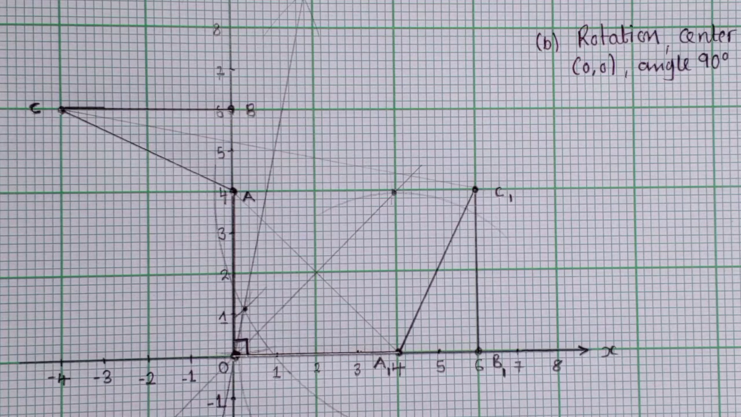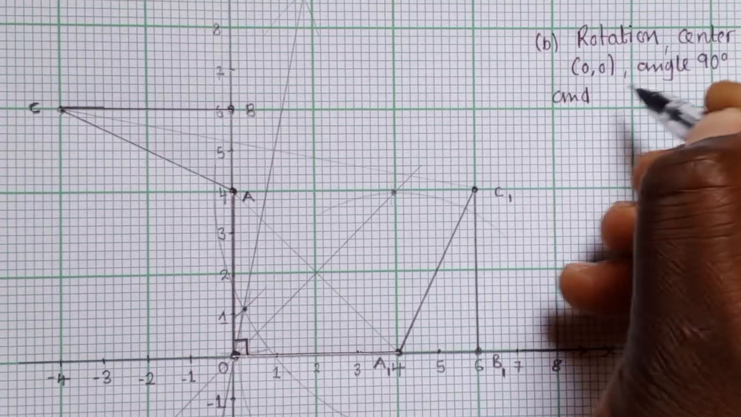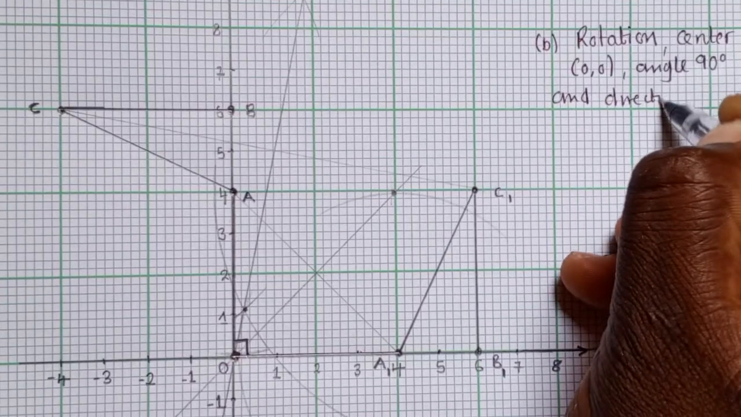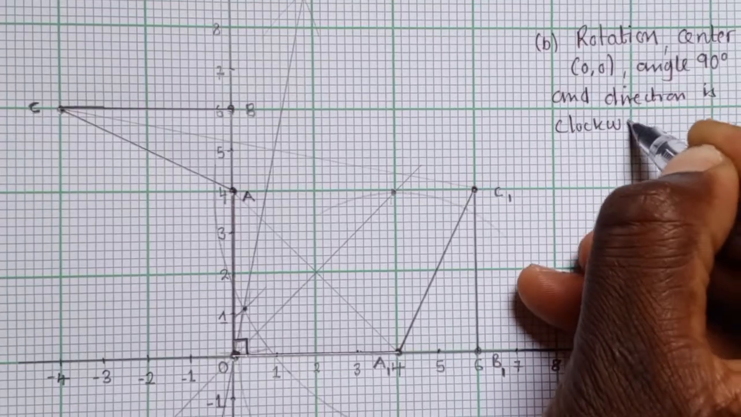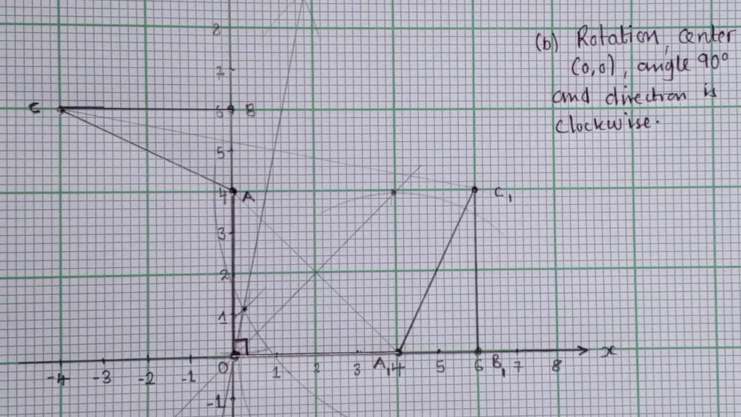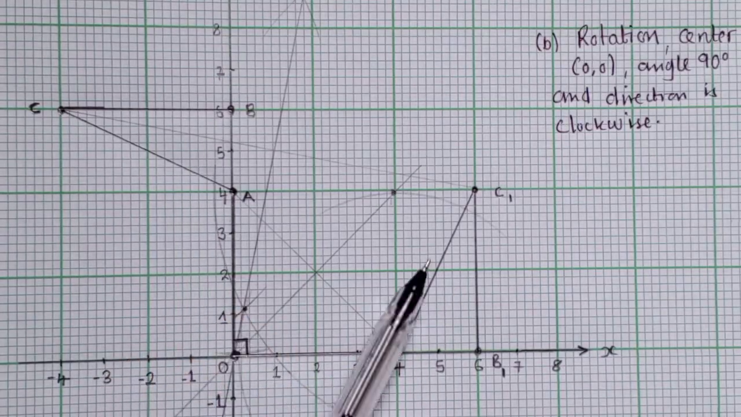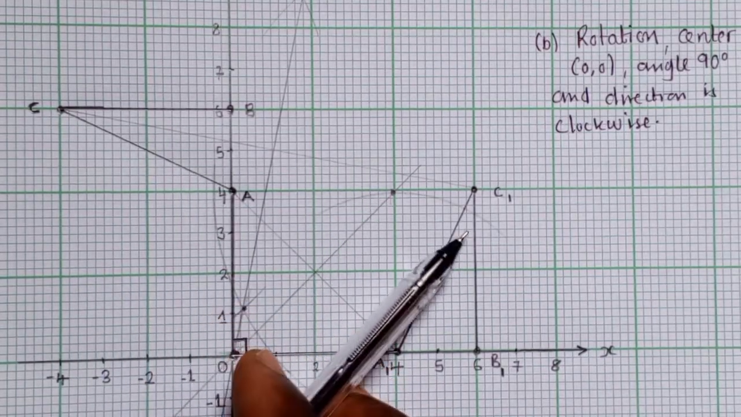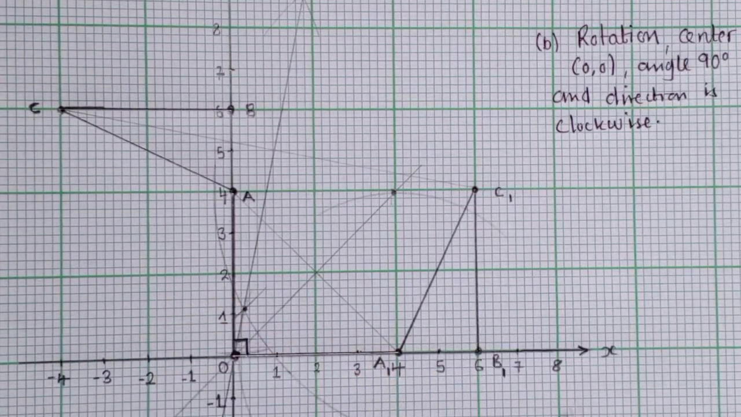So now the other thing is to find the direction. Okay? Remember, among the things that we need, there is direction. So direction here is clockwise. So how did I know that the direction is clockwise? It's because, remember I said this is the original shape and this is an image. So now from here to here, which direction? We are going to the right hand side. So this is clockwise, like this. We are moving from here to here. It's clockwise. So it means we have answered question B.